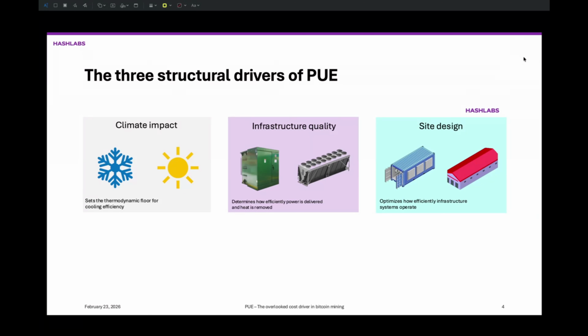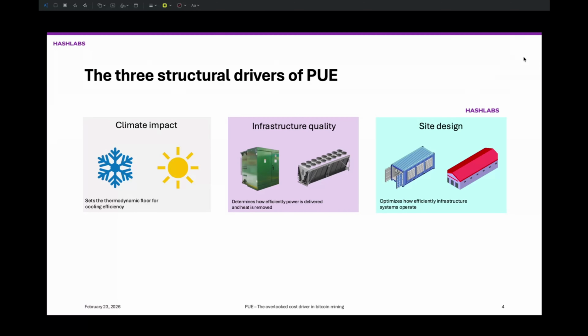So here is how power usage effectiveness varies between sites. There are three structural drivers of power usage effectiveness. First, you have the climate impact. That is the biggest factor. And the climate sets a thermodynamic floor for cooling efficiency. So in hotter temperatures, you have to spend more electricity for cooling. There is no question about that.